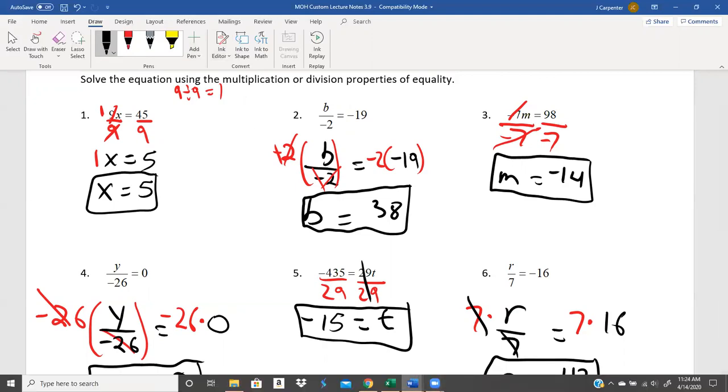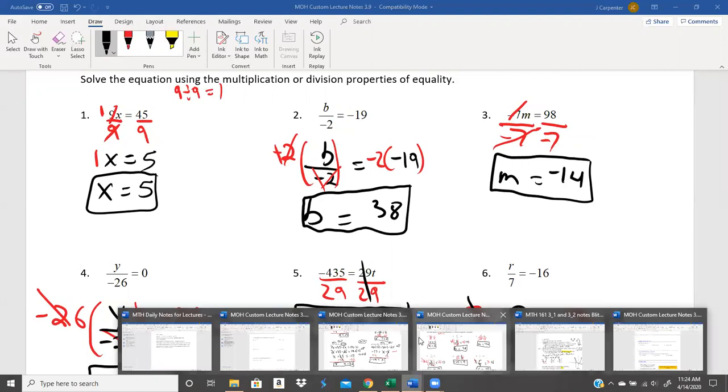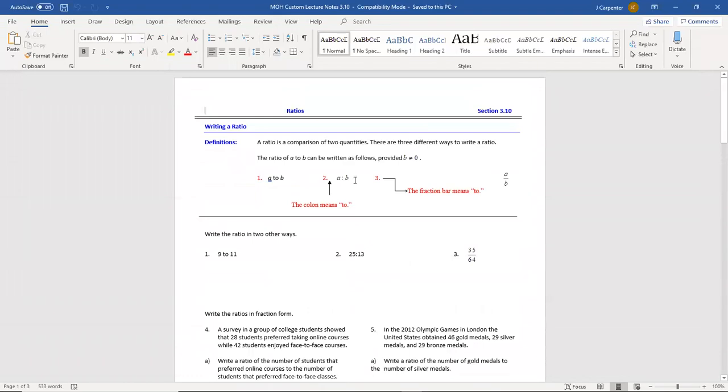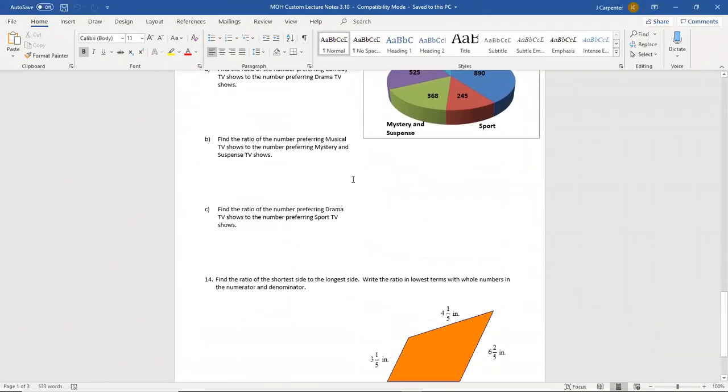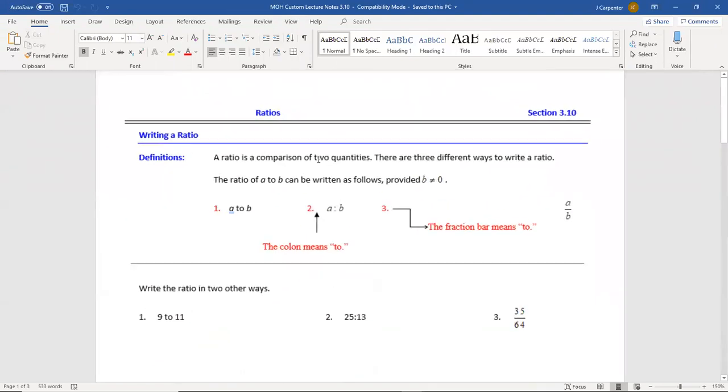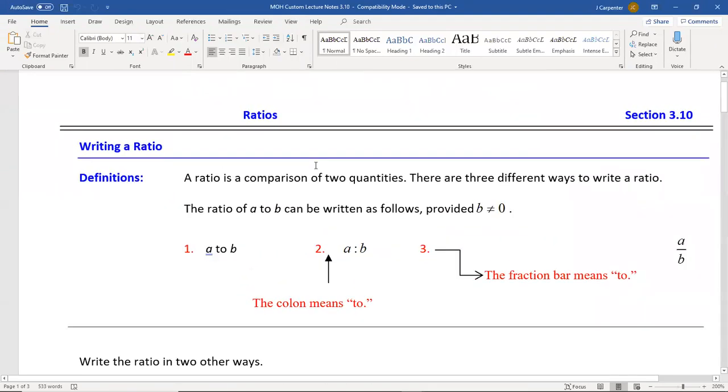Alrighty. Well, let's move on to 3.10. And this is a pretty short section. As you can see, it's nothing too crazy. Ratios. Something that we have honestly studied already over and over back in chapter 1. A ratio is a fraction.